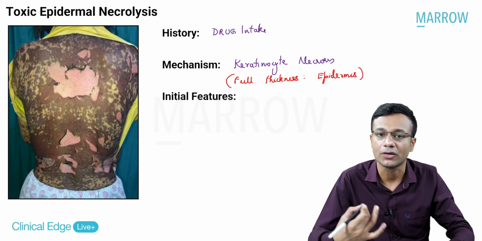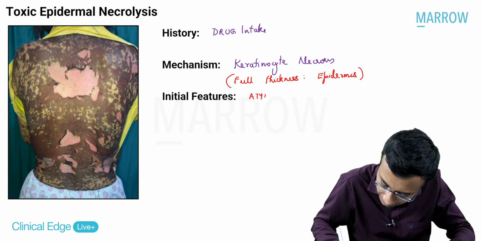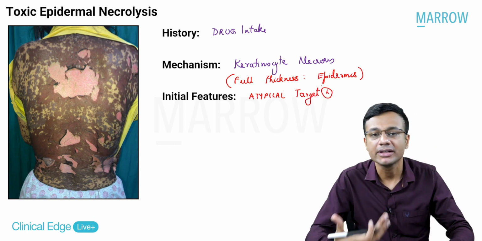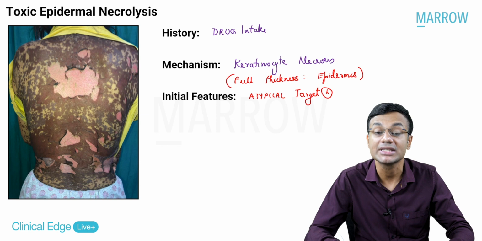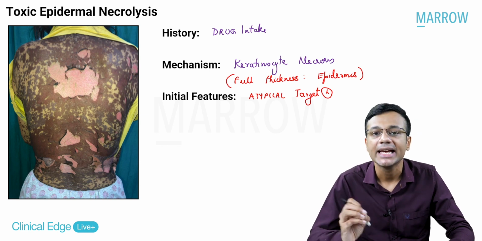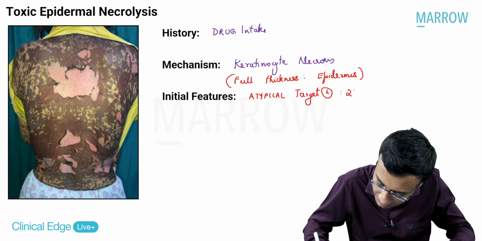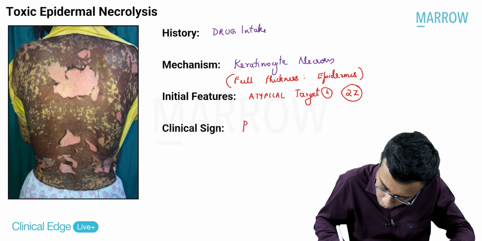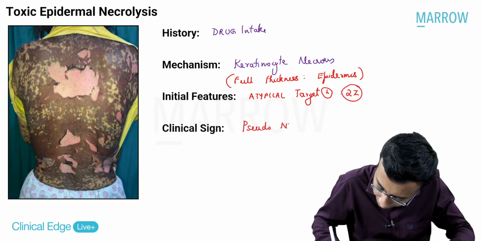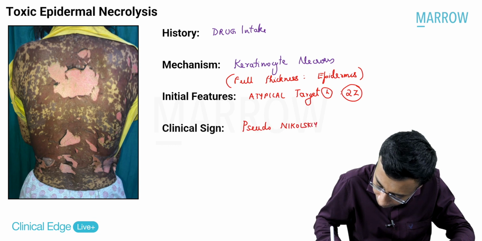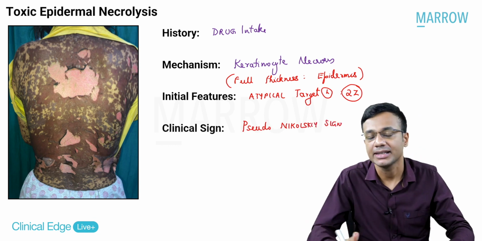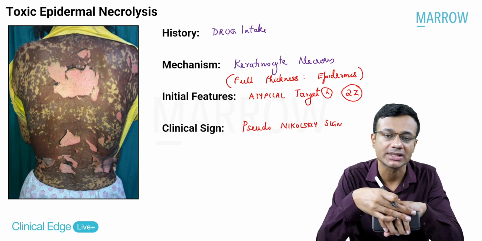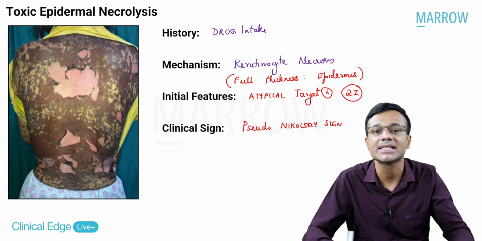The initial feature of toxic epidermal necrolysis is going to be atypical target lesions. So generally when we learn in dermatology, target lesion is a lesion seen in erythema multiforme, which has 3 zones. Atypical target lesions have got 2 zones. Okay, that's important. And then the clinical sign that we want to elicit here is called pseudo-Nikolsky sign. True Nikolsky sign, the mechanism is acantholysis. Pseudo-Nikolsky sign, which is giving tangential pressure over the skin, is elicited over here. And here the mechanism is keratinocyte necrosis.